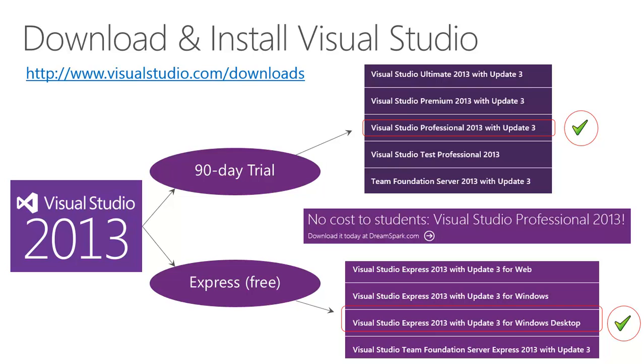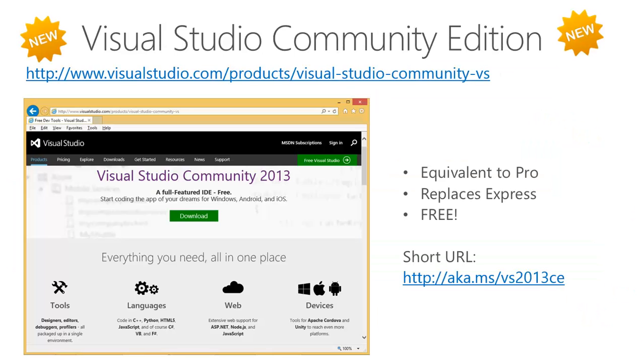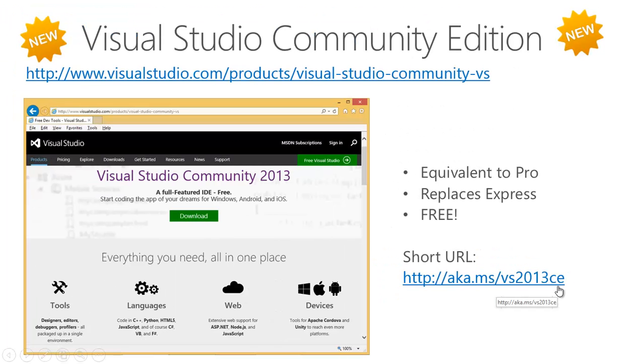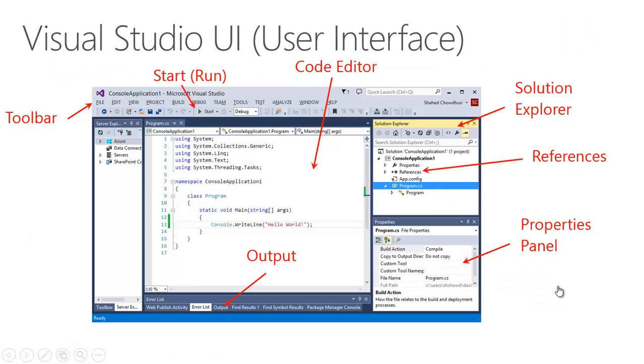But as of 2014, Microsoft has released a new improved product called Visual Studio Community Edition. This offers an improvement over the Express version because it's free and it has all the features of the Pro version. You can get to it via the short URL, which is aka.ms/vs2013ce. So going forward, Microsoft plans to use the Community Edition to replace the Express version. There is a 2015 edition right now that's in preview mode. So if you want, you can download that if you'd like to get ahead. But this community edition should be good for you for now.